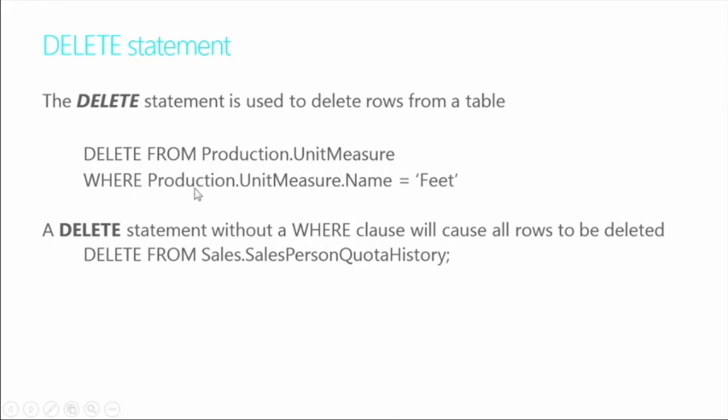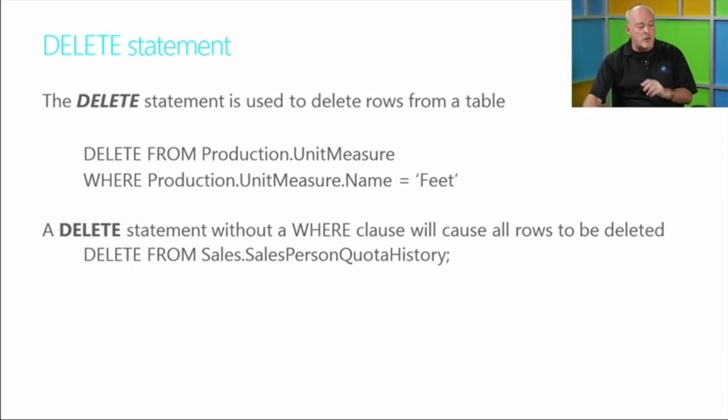All right, delete statement. Delete from the table where production.unitmeasure.name equal feet. Again, if I did a delete from without a where clause, what did I just do? Deleted everything in the table. Wrong. I toasted everything in the table because I want to use the toast command. But yes, you're right. I deleted everything in the table. So when using updates and deletes, where clauses, is that a word? I don't know. They're essential because you can really mess up the data if you don't supply a where clause. A delete statement without a where clause will cause all rows to be deleted. That's my point I'm making there.